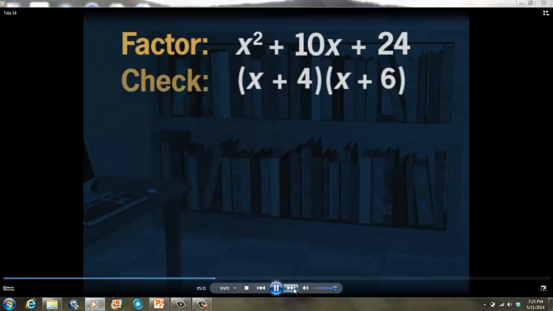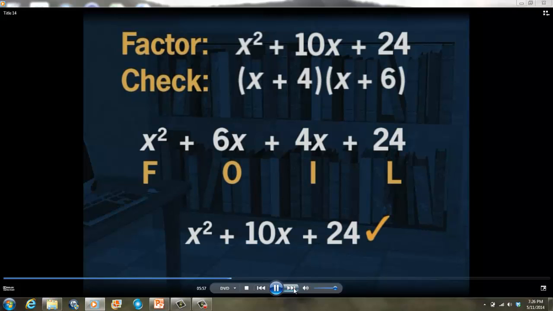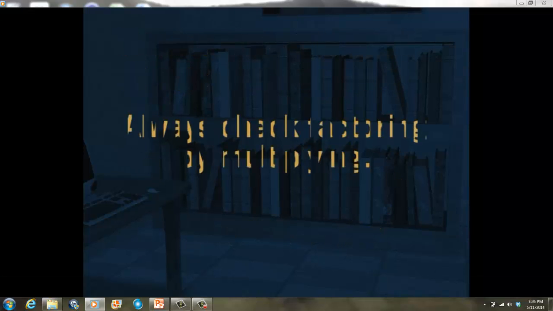Let's multiply the factors to make sure our answer checks. Using FOIL to multiply the factors, we get x squared plus 6x plus 4x plus 24. Combining like terms gives us x squared plus 10x plus 24. Because we got the original trinomial after we multiplied, it checks. For the rest of this lesson, we will not always show the checks, but you should always check your factoring by multiplying.